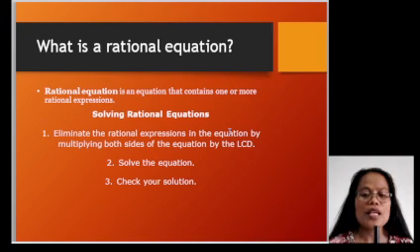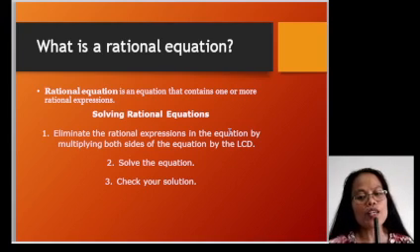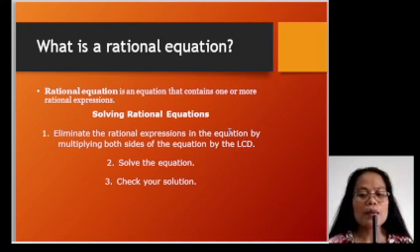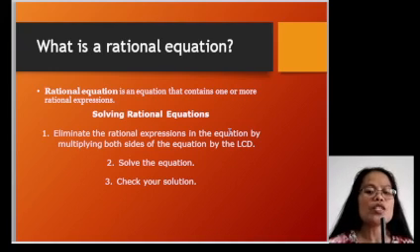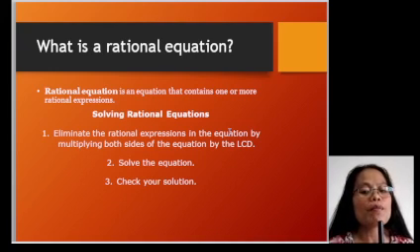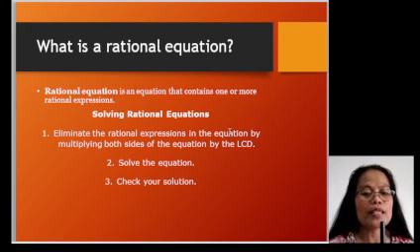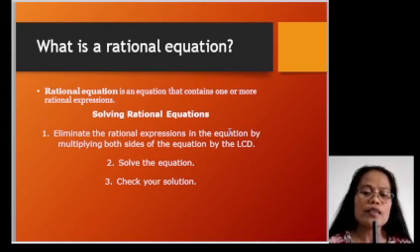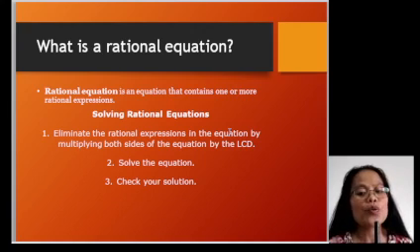Now there are 3 steps to follow in solving rational equations. Number 1, eliminate the rational expressions in the equation by multiplying both sides of the equation by the LCD or the least common denominator. Number 2, solve the equation. Number 3, check your solution. It's really necessary to check your solution so that you can prove that the solution of your equation is correct.